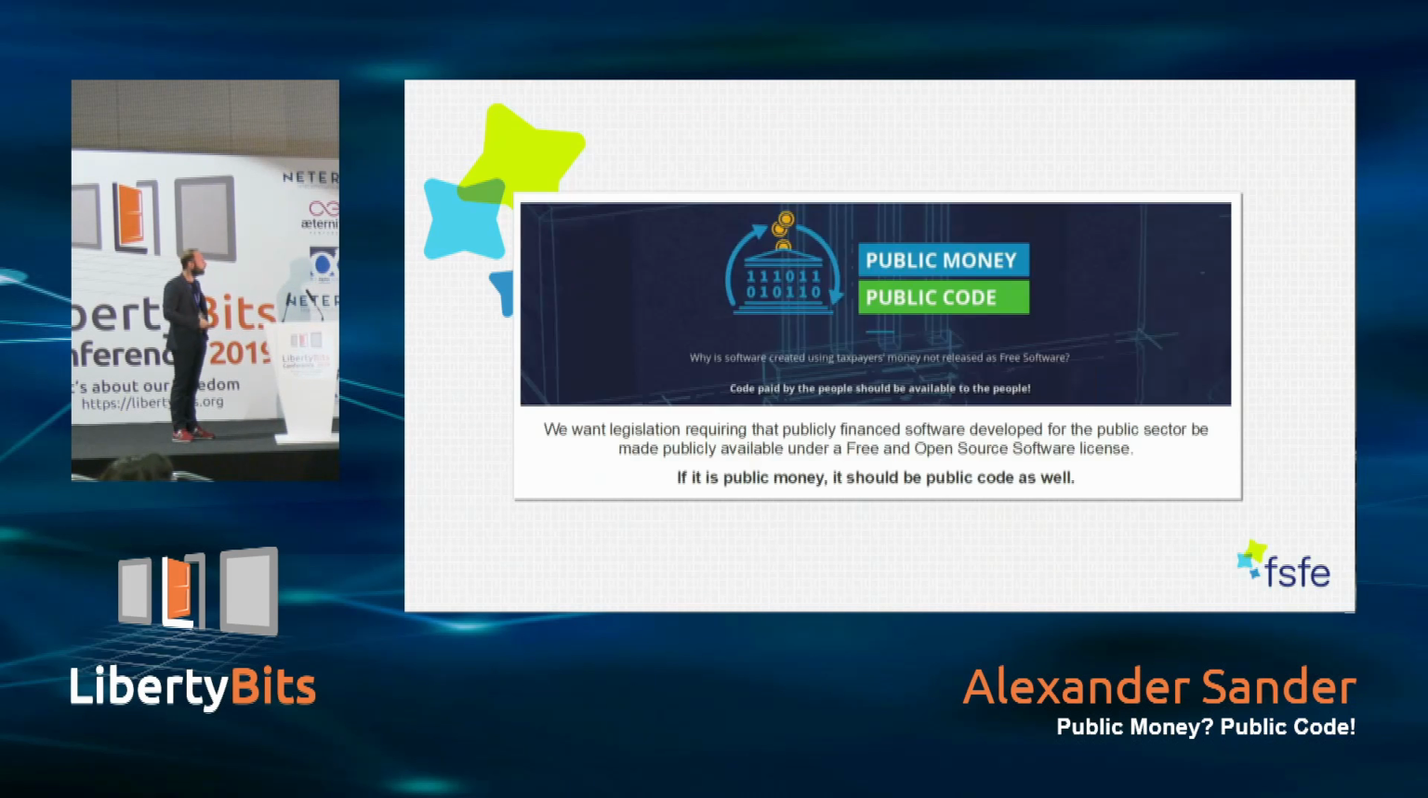And that's why nearly 2 years ago we decided to start a campaign on this and to convince other governments, other authorities to also switch to free and open source software. And we launched this campaign called Public Money, Public Code, and it's very easy. We want legislation requiring that publicly financed software developed for the public sector be made publicly available under a free and open source software license. So if it's public money, it should be public code as well. This easily understandable campaign is also a very successful campaign.